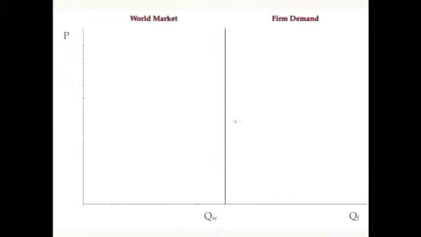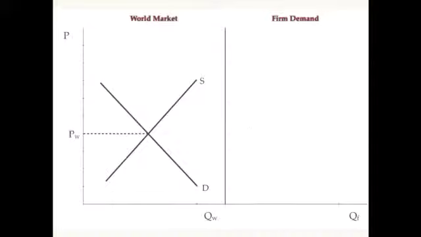So in any market, it's going to be supply and demand forces that set equilibrium price and quantity. So in the world market, we're going to have a downward sloping demand curve. We're going to have an upward sloping supply curve. And where they intersect is going to give us the equilibrium price and the equilibrium quantity. As I said previously, all we're really concerned with is what's the equilibrium price.